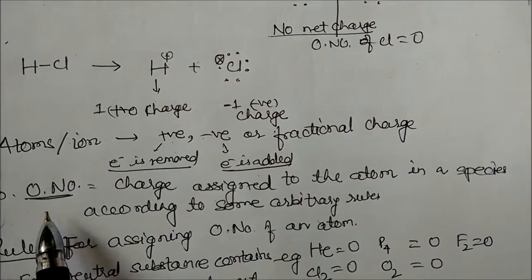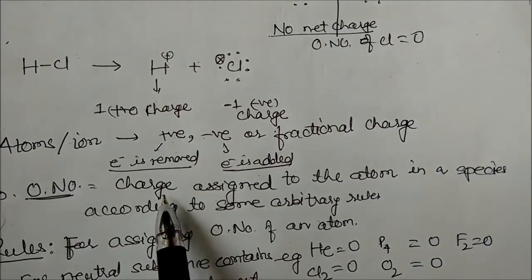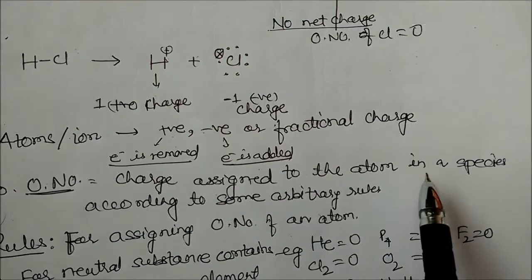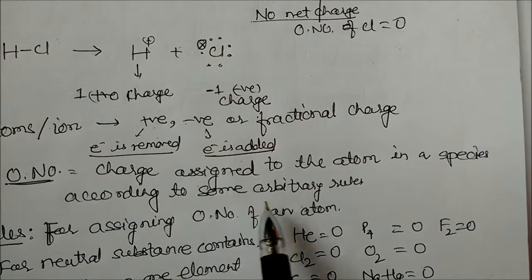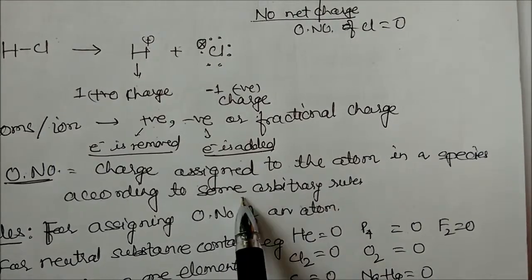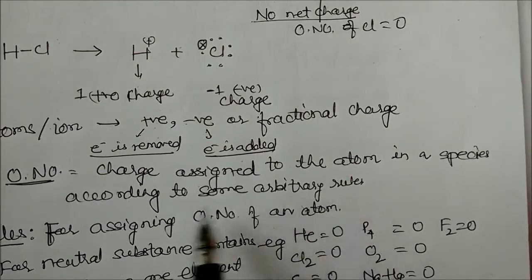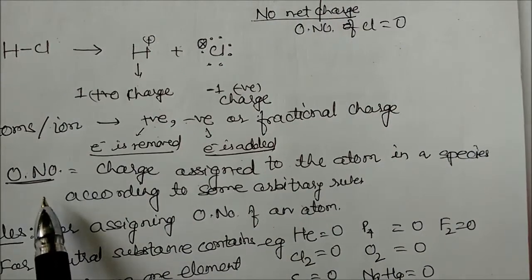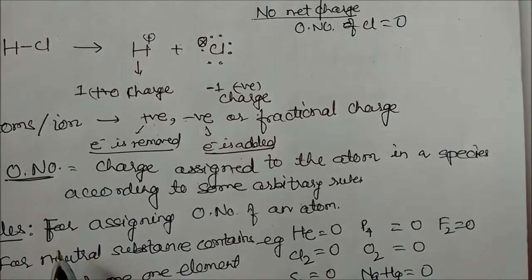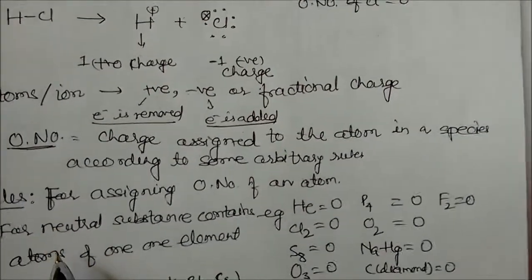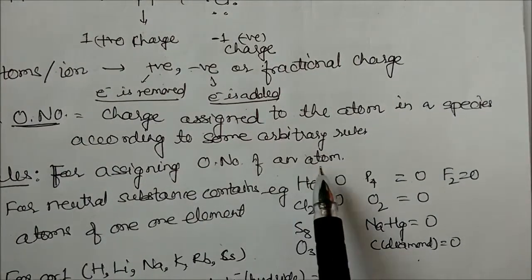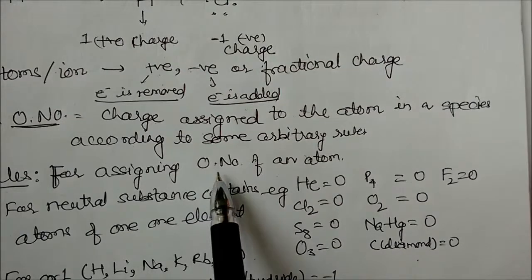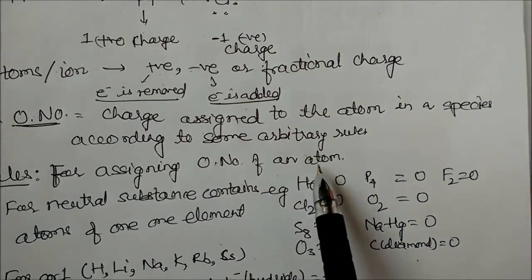Now, what is oxidation number? We can say once again, it is the charge assigned to an atom in a species according to some arbitrary rules. So what are these arbitrary rules through which we can identify the meaning of oxidation number and how we can assign charge to atoms? There are some rules for assigning the oxidation number of an atom. So how can we assign the number?